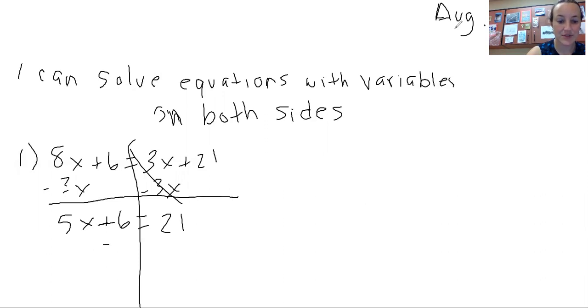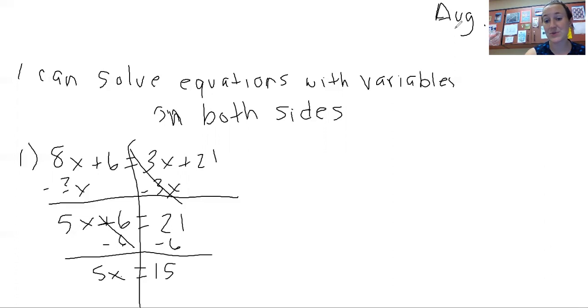Let's go ahead, let's move the 6 over. Since it's a positive, I'm going to subtract. 5x drops down. 6 minus 6 is 0. Those cancel out. 21 minus 6 gets me to 15. Remember, guys, number next to a variable always means multiplication. So let's go ahead, let's divide since that's the opposite. Divide both sides to keep everything balanced. And we should end up with the answer of x is equal to 3.